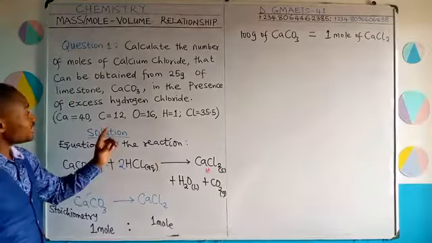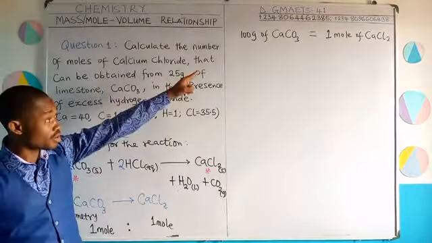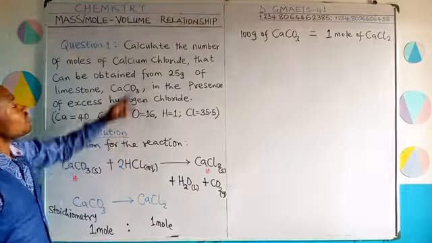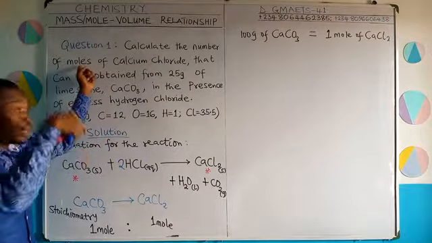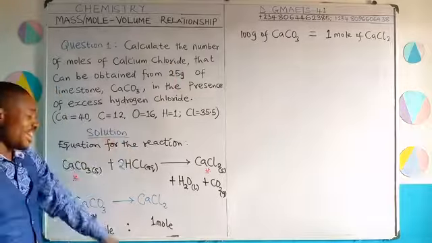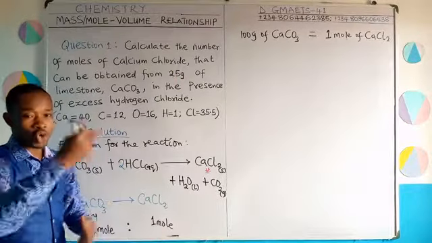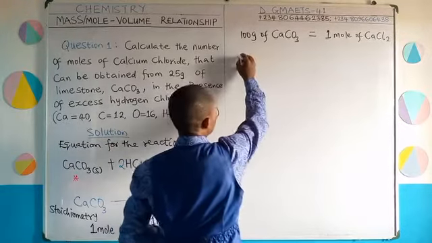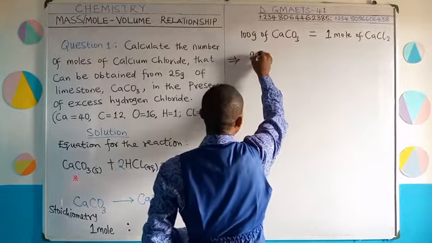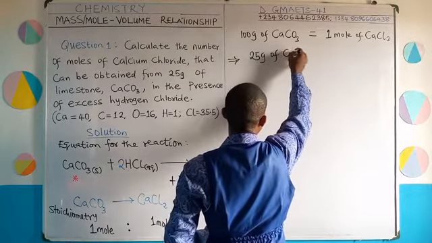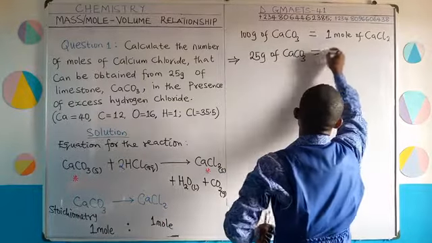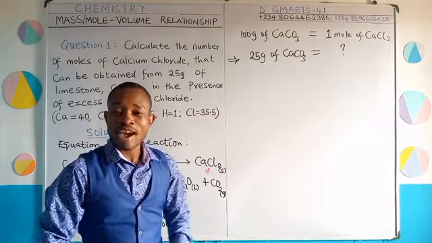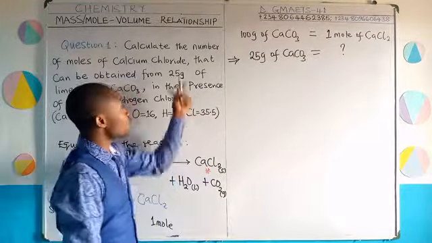Why I converted that of limestone to gram, 100 grams, is because the number given to us in the question for limestone is in gram. If in the question we are asked to calculate the mass of calcium chloride that will be obtained, then I will have to convert the mole of calcium chloride to mass using the molar mass. Okay, now here it implies that 25 grams of limestone, calcium carbonate, will give me, I don't know, question mark. I do not know the number of moles of calcium chloride that can be obtained from it. That is what I'm looking for.